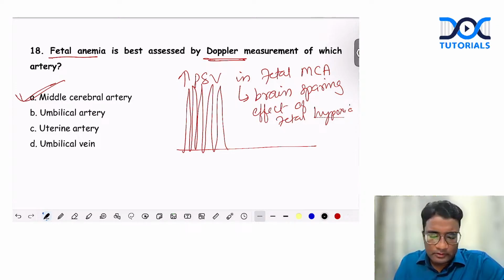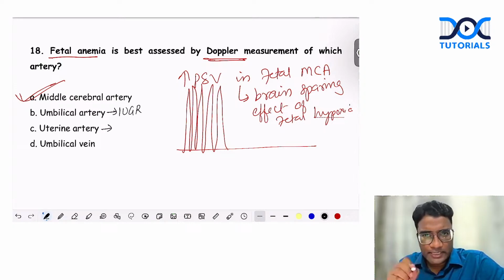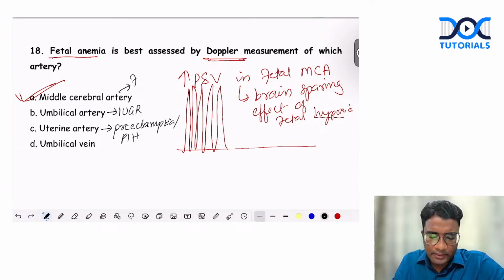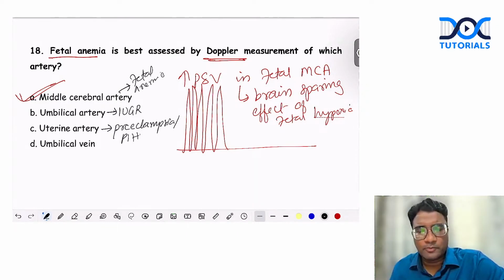Umbilical artery Doppler, this is used to evaluate IUGR or the impending fetal demise. Uterine artery, if it shows diastolic notching, this is to evaluate preeclampsia or the pregnancy-induced hypertension that we have. Whereas middle cerebral artery is for fetal anemia. So we've done that in your obstetric Dopplers, right? So we discussed all of this briefly.